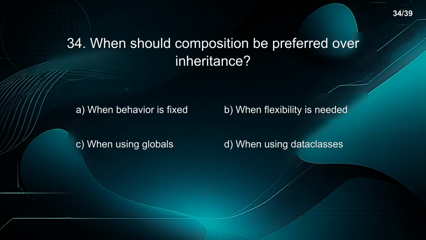34th question. When should composition be preferred over inheritance? A. When behavior is fixed. B. When flexibility is needed. C. When using globals. D. When using data classes. Correct answer is B. When flexibility is needed.